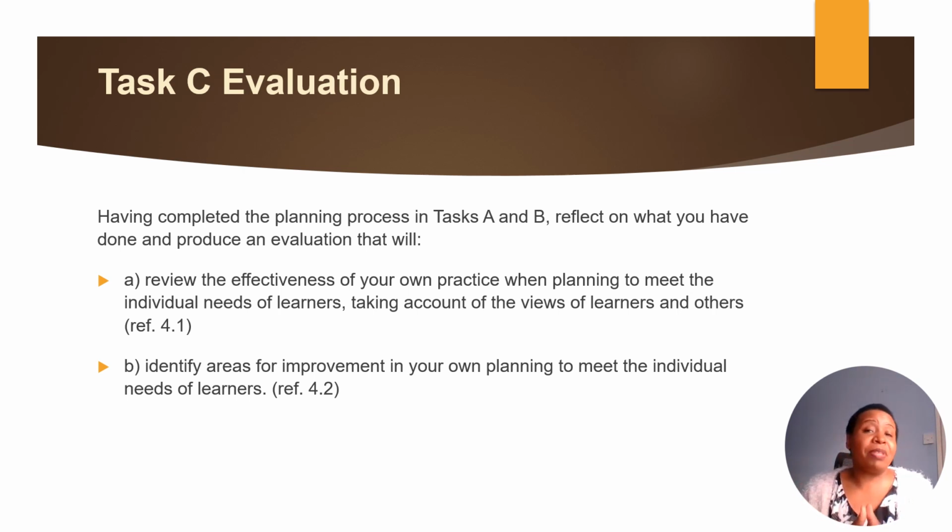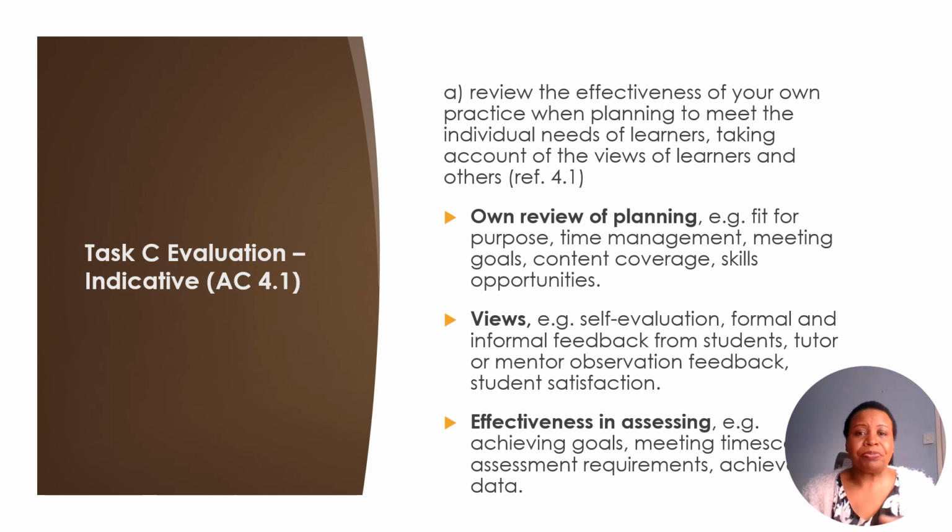Maybe it's something as basic as keeping records. You need to note it down and be able to say, this is the area that I'm going to improve on next time. If it's to do with differentiation, maybe you've not been doing it more effectively. Again, this is the opportunity where you can review the effectiveness and then identify areas for improvement. And that will cover task C on evaluation.